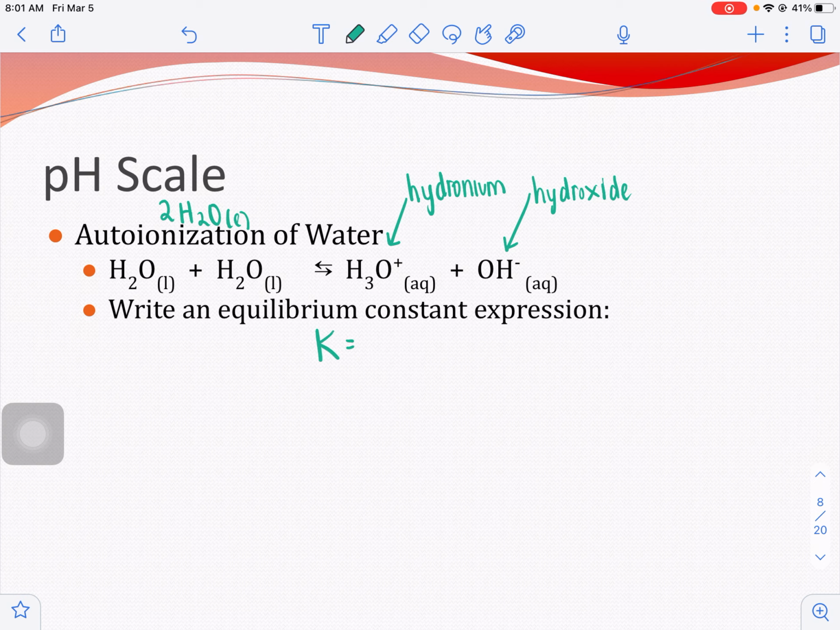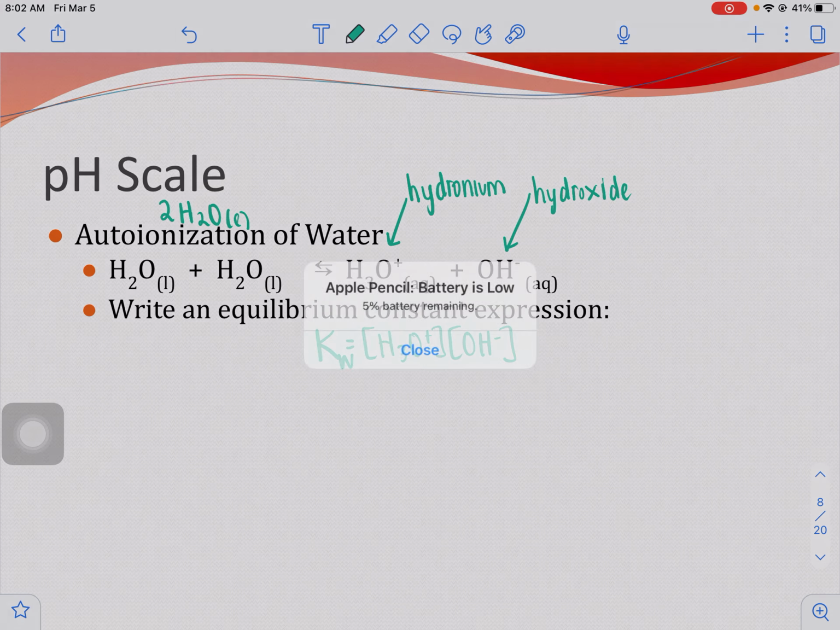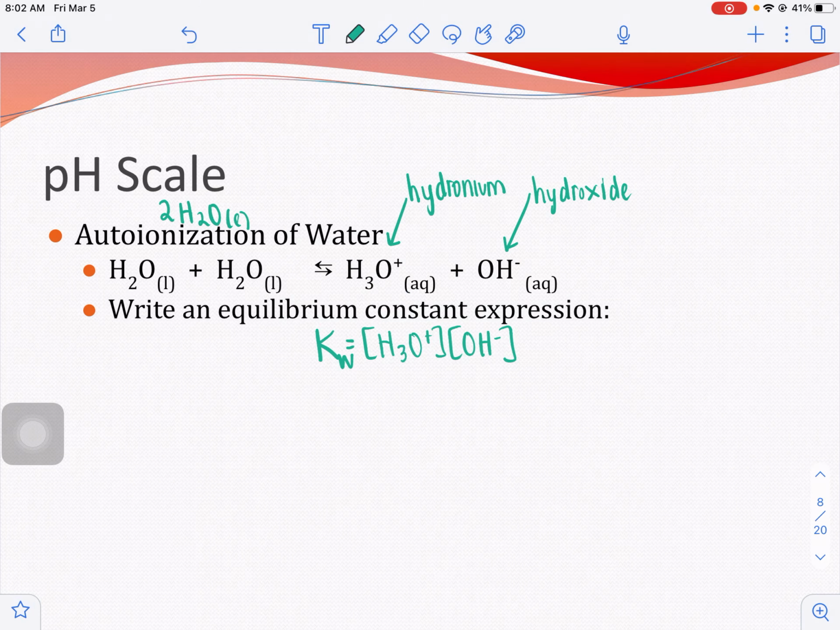So K, products on the top, and then reactants on the bottom, but both of our reactants are liquids, so we're not going to include them. So there's your K expression. They call it Kw for water, so it's the K of water, is hydronium concentration times hydroxide concentration. And most of the time, we're going to use it equals 1 times 10 to the negative 14th. So notice again, negative 14th, incredibly reactant favored. All right, we're talking very few of them turn into ions.